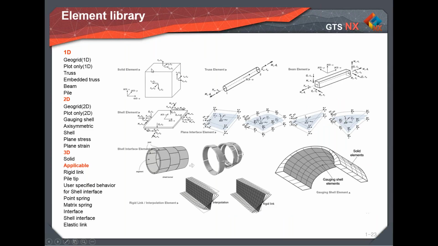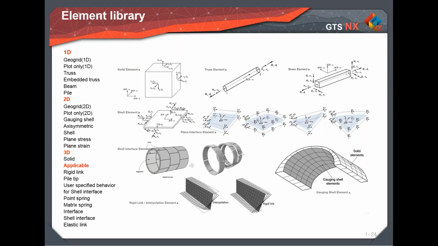So next, element library. You have truss, embedded truss to model nails, you model anchors, you have beam, you have pile elements. Then you have a geogrid, shell elements like plate element, gauging shell. It's a kind of element.